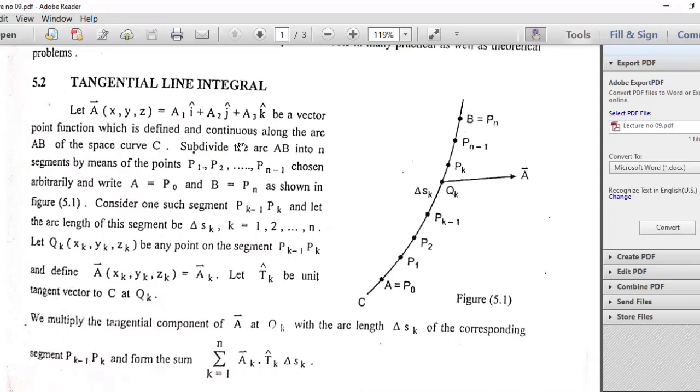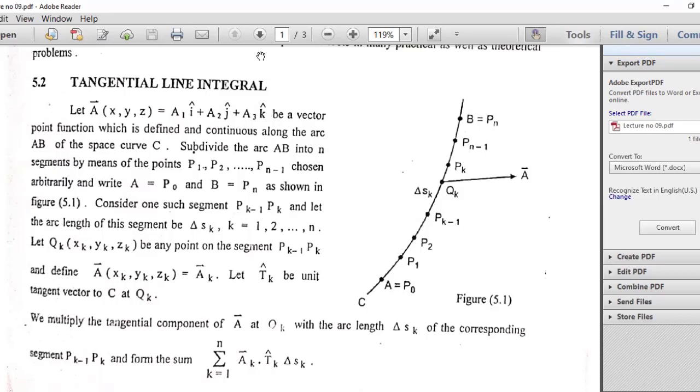Students, we subdivide the arc AB into n segments by means of points P1, P2, and so on up to Pn minus 1, chosen arbitrarily, and write A equal to P0. Here P0 is equal to A, and B is equal to Pn, as shown in figure 5.5. Consider one such segment, Pk minus 1 Pk.